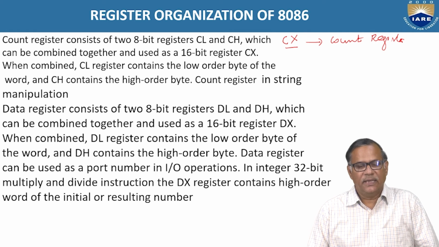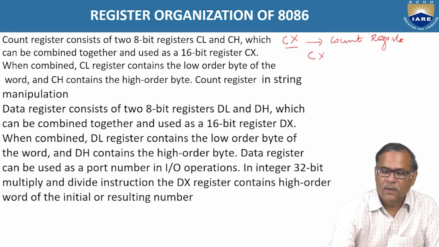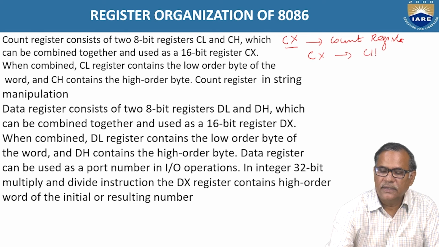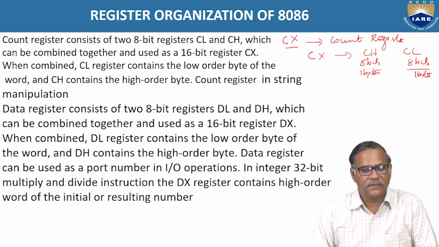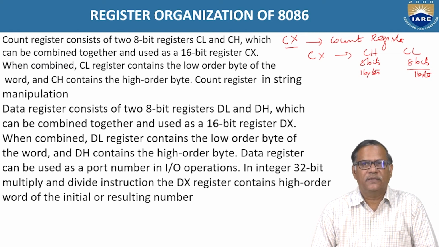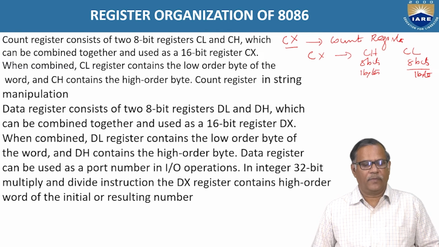This contains CL and CH. CH and CL, so this is 8 bits. This is 8 bits. That means this is 1 byte. This is 1 byte. And both of them together form a 16-bit register. And this is basically used for the count purposes in string manipulations.